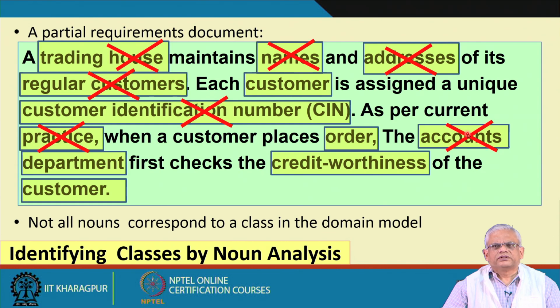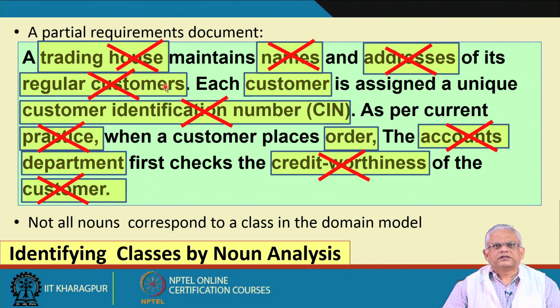Accounts department, we do not need to really store data about the accounts department, so we will eliminate that. Credit worthiness is also not data to be stored, it is not an entity object. And customer is a duplicate. Here we have customer appearing 2 times, we will eliminate one of them. So, that leaves us customer and order as the 2 meaningful entity objects, based on the noun analysis here.